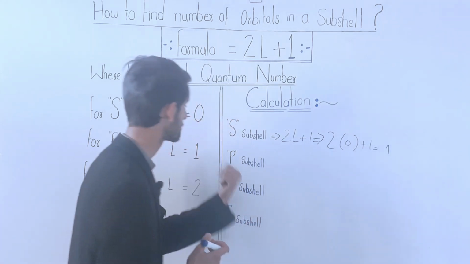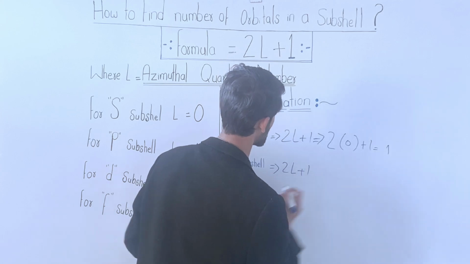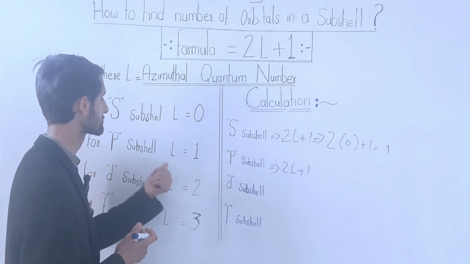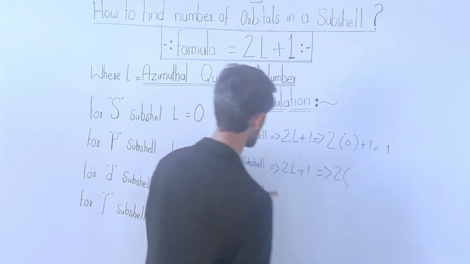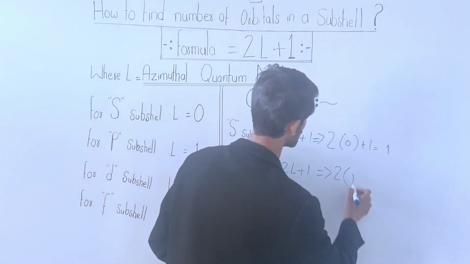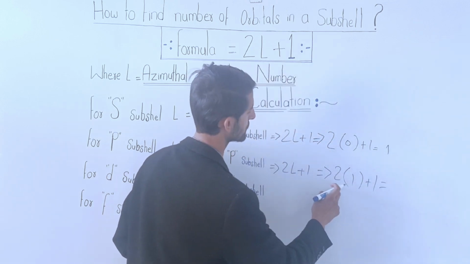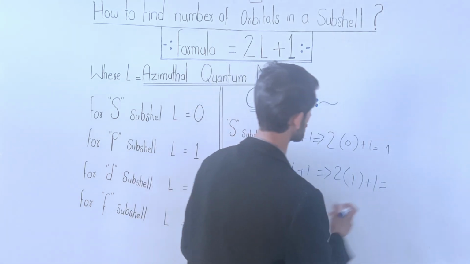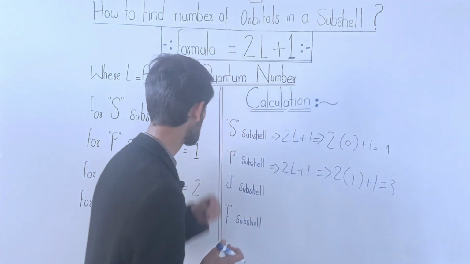Now we will count it for P subshell. So first write the formula 2l plus 1. Now write the azimuthal quantum number value for P subshell, which is 1. So now substitute the value. Write 1 in place of L. Now add 1. When we multiply 2 with 1, it will give a value of 2. Now add 1, so it will give 3. It means that 3 orbitals are present in P subshell.